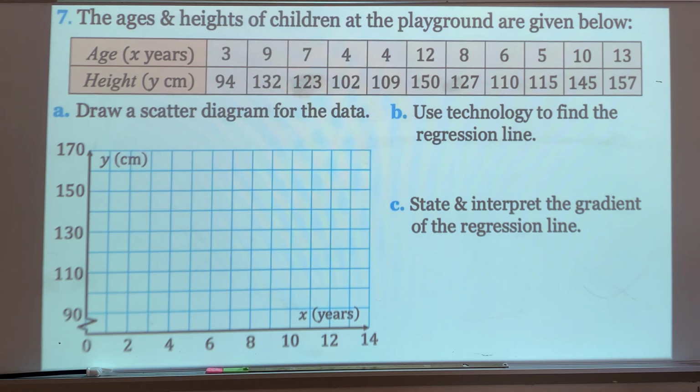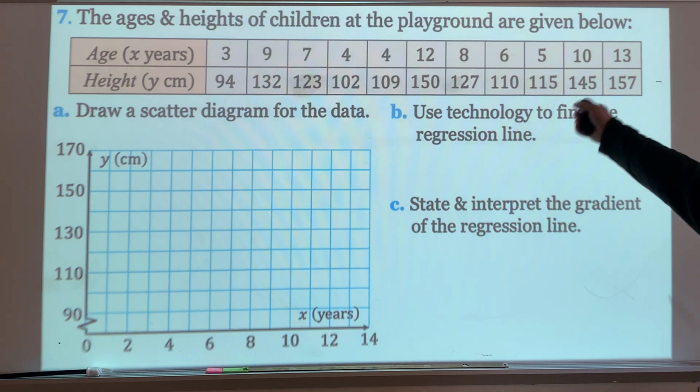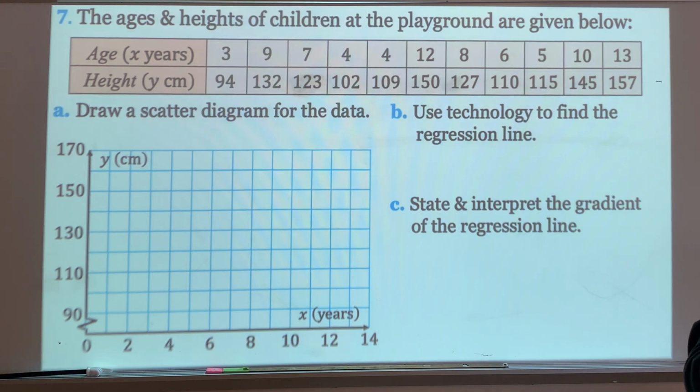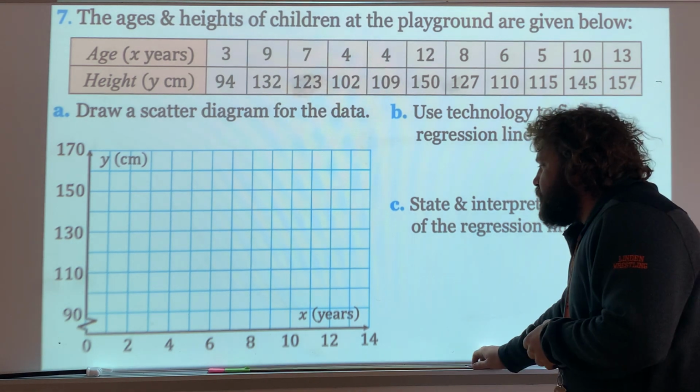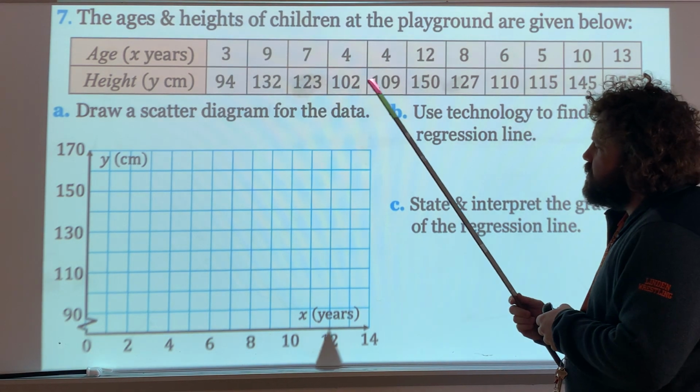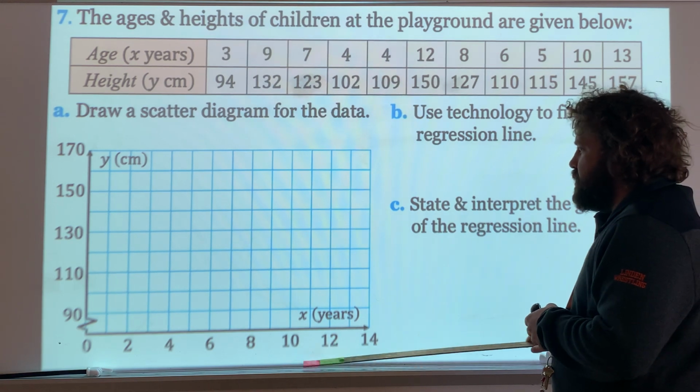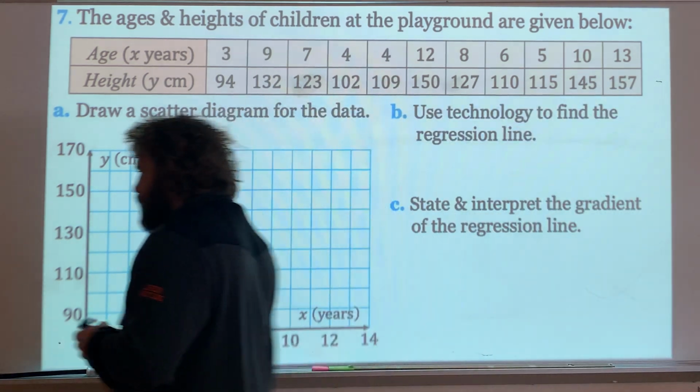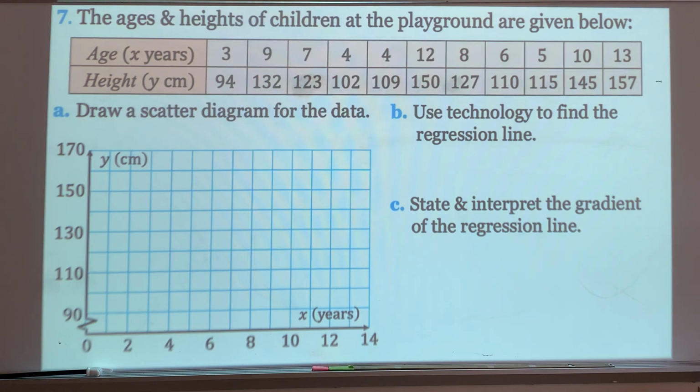Number 7. The ages and heights of the playground children are given. So you have children ages 3 to 13. Their heights go from 94 centimeters. I don't got it. Oh, there we go.